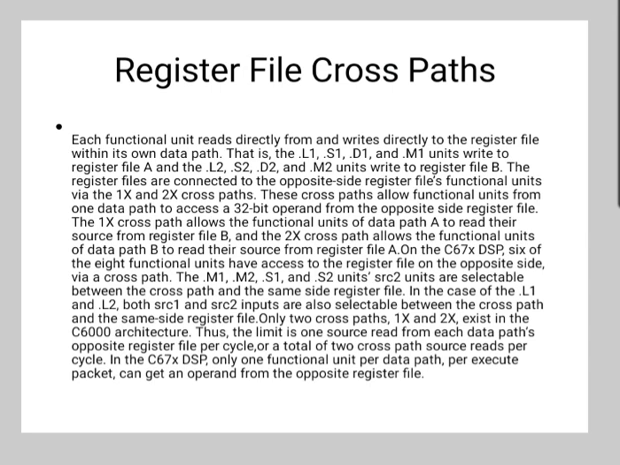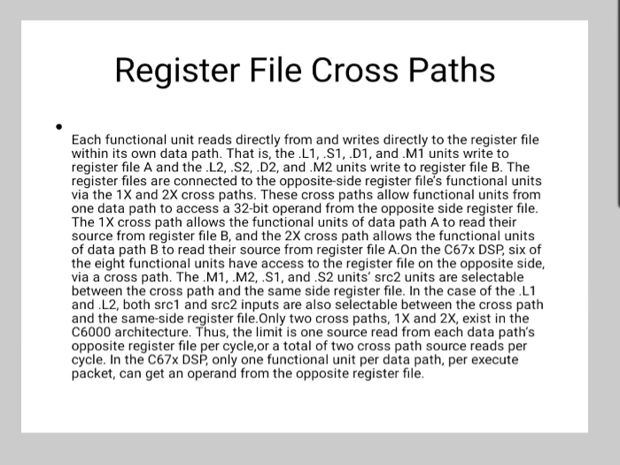The 1X cross path allows the functional units of data path A to read their source from register file B, and the 2X cross path allows the functional units of data path B to read their source from register file A. On the C67X DSP, 6 of the 8 functional units have access to the register file on the opposite side via the cross path.